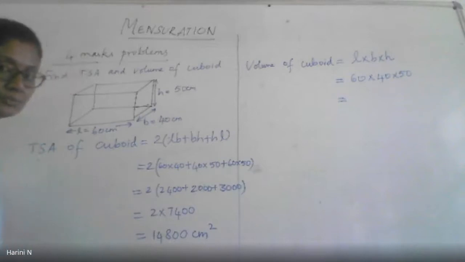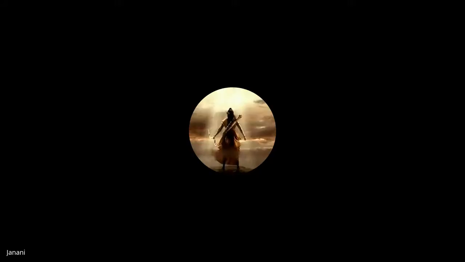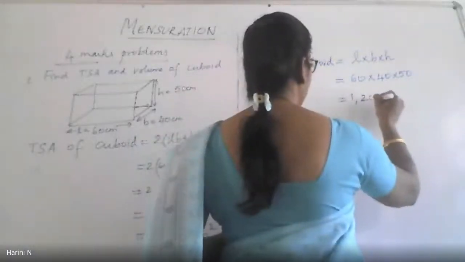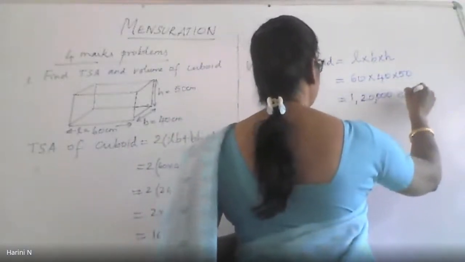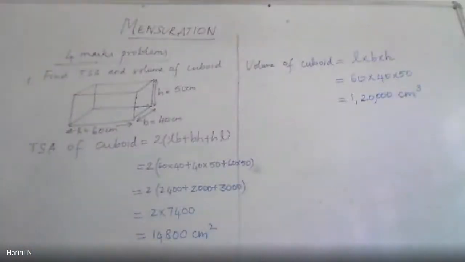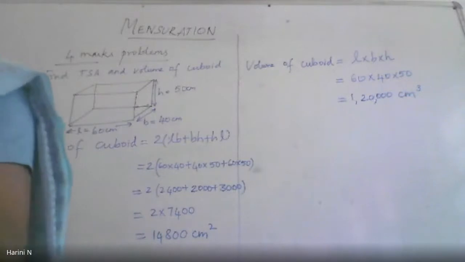Yes, what is the volume? 60 into 40 into 50. Ma'am, 1,20,000. What is the unit? That is very important. 1,20,000 centimeter cube. Yes. Because this is the volume, this will be in cubic units. So many centimeter cube.